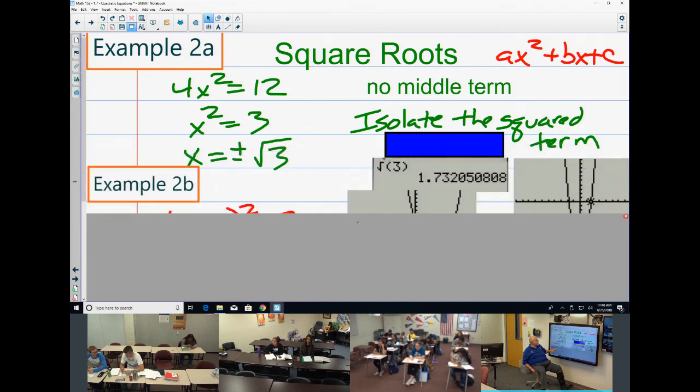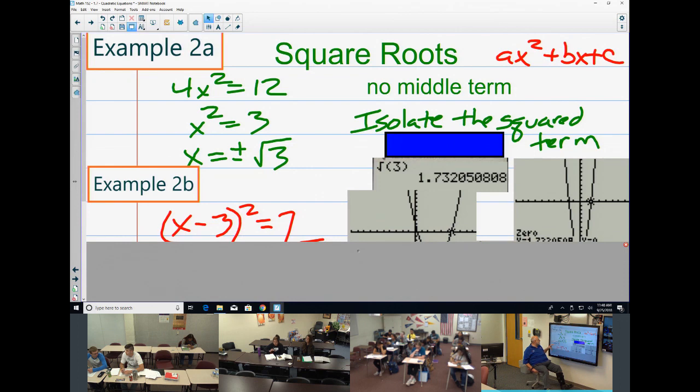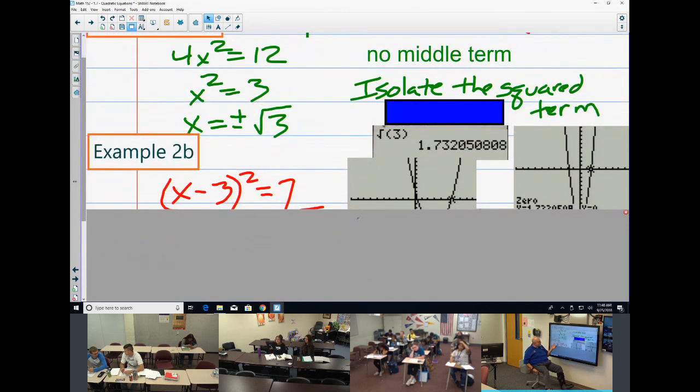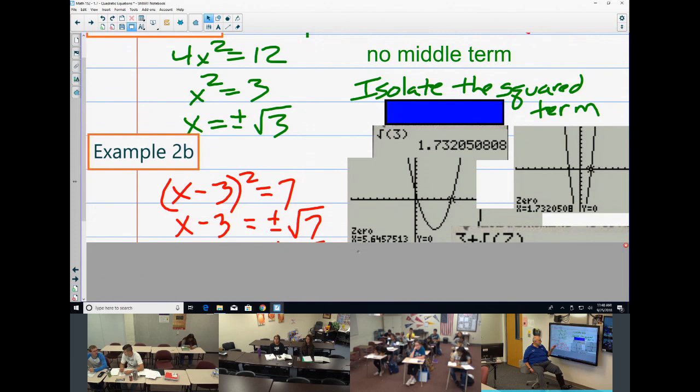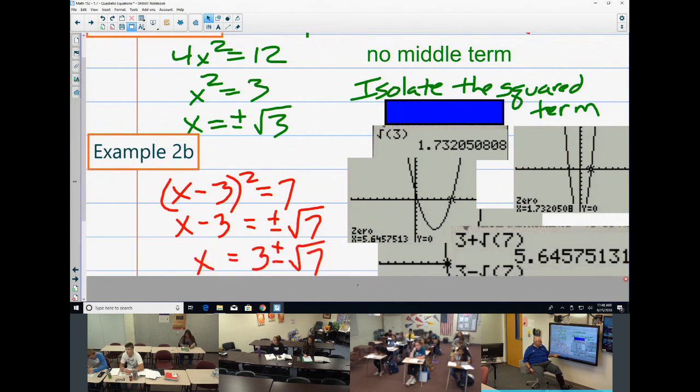Okay? Now, this also works when you have a term that's squared. Here we have a binomial that's squared. And so here if I take the square root of both sides, I'll get x minus 3, so it just undoes the squaring. But you have to remember to do the plus or minus. The square root is 7. And then when you add 3 to each side to solve for x, then your answer is just going to be 3 plus or minus the square root of 7.